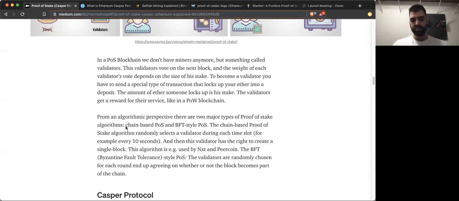But there's the chain-based proof of stake and the BFT style proof of stake. So the chain-based one, the algorithm randomly selects a validator during each time step. So you have some period of time where validators are selected, and in that period of time, you can propose a block. Okay, and then the BFT style, or the Byzantine fault tolerance style, the validators are randomly chosen for each round. And then for each round, those validators agree if a given block is part of the chain or not.